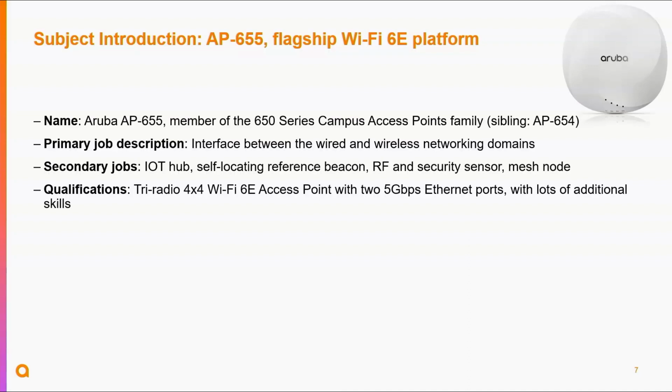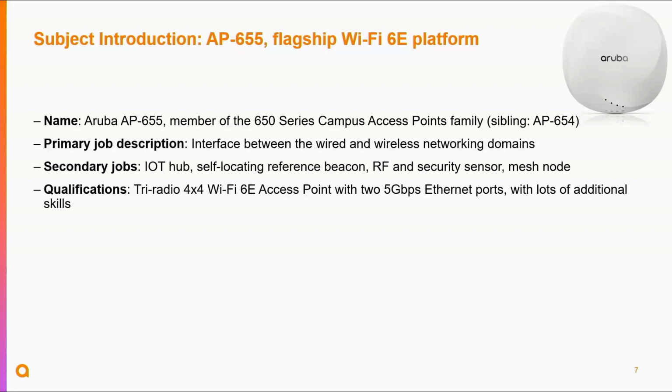Primary job description of an AP is pretty simple. It's just the interface between the wired and the wireless world, and it just shifts back and forth. That's really all an AP does. It has a bunch of secondary jobs. It's an IoT hub. It does self-locating. It provides reference beacons for locationing applications. It is an RF and security sensor, et cetera, et cetera.